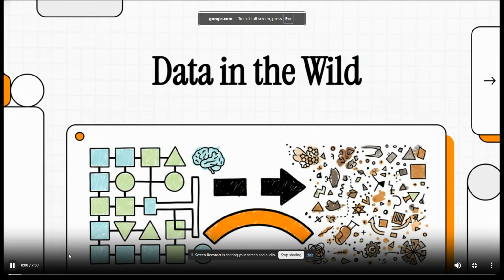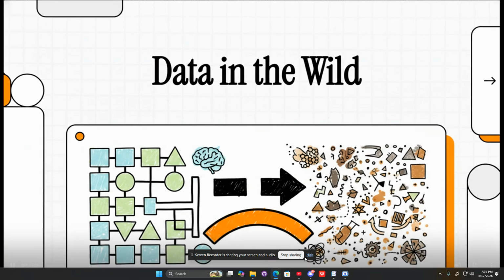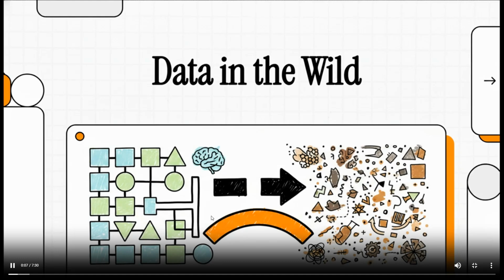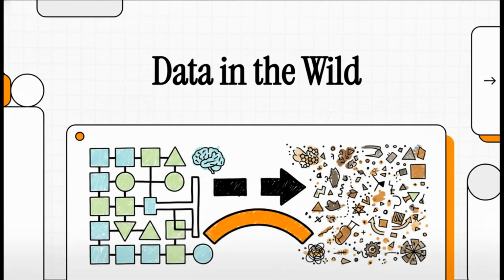Have you ever followed an AI tutorial, built this amazing model on a perfect data set, and then tried to make it work on real-world data, only to watch it just completely fall apart? Yeah, you are not alone. There is a huge gap between data in the lab and data out in the wild. So let's dive in and see if we can bridge that gap.